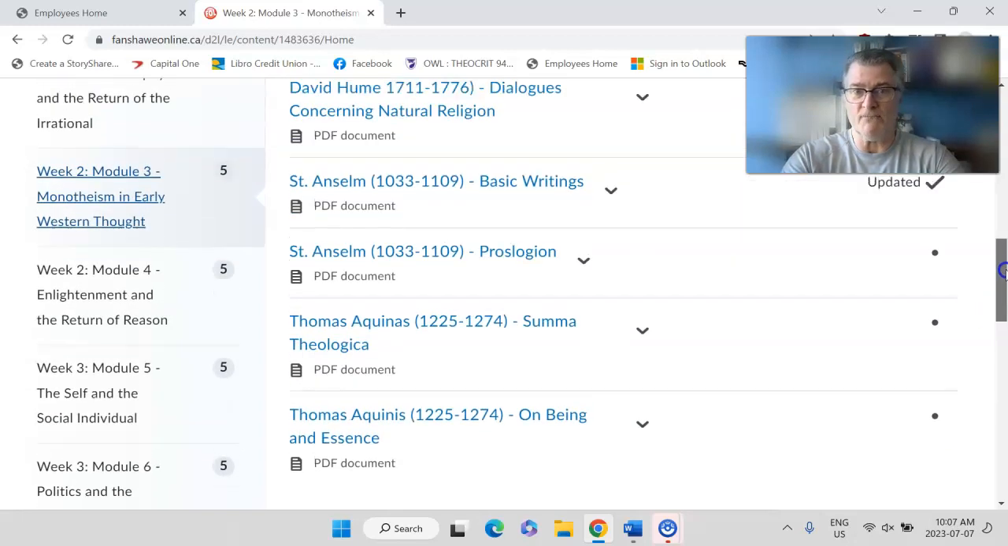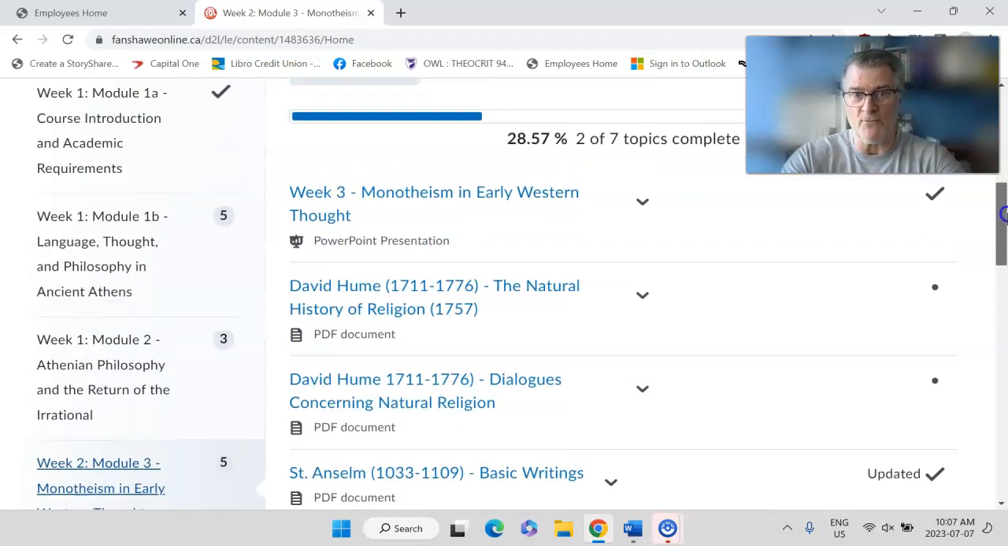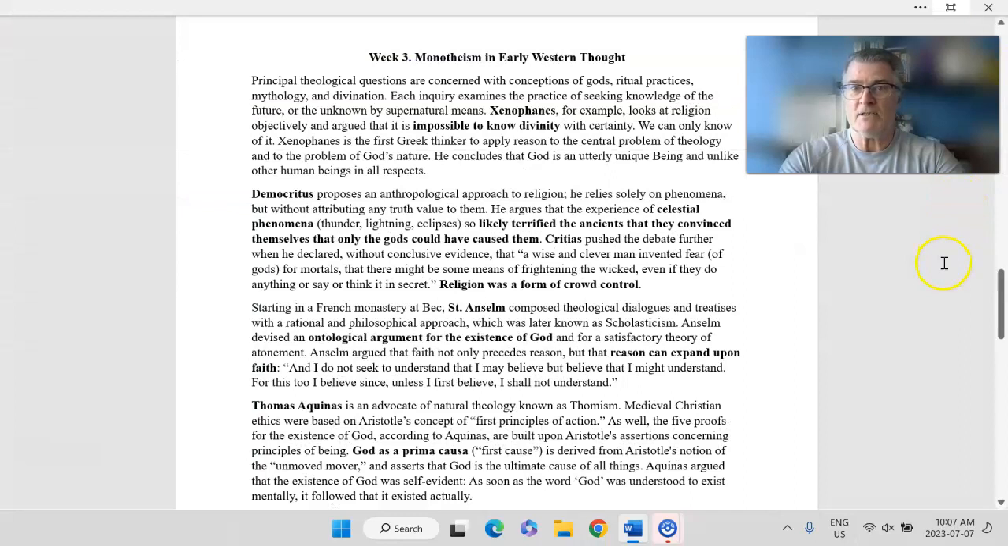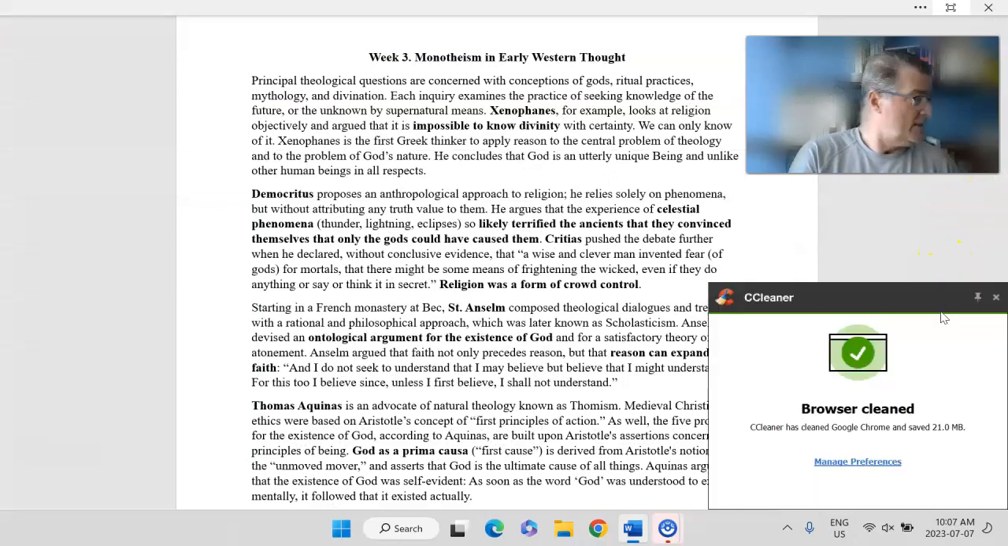Each module has its own little library of material. They're all PDF documents, recommended but not required reading. And when it comes time for the essay, they're going to be of great value to you. Okay, so let's now take a look at the material.